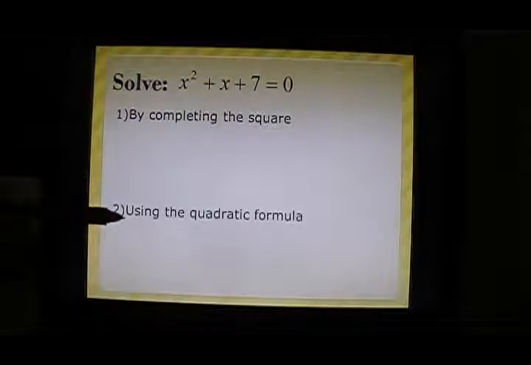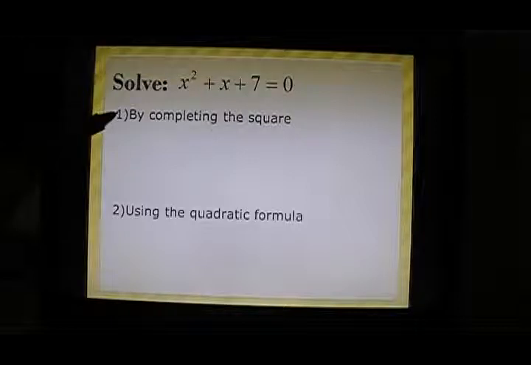However, I can solve by completing the square, and I can solve using the quadratic formula. These two methods are methods that always can be used. You can always solve by completing the square. You can always solve using the quadratic formula. Regardless of the method, it should always be that you get the same solution set.